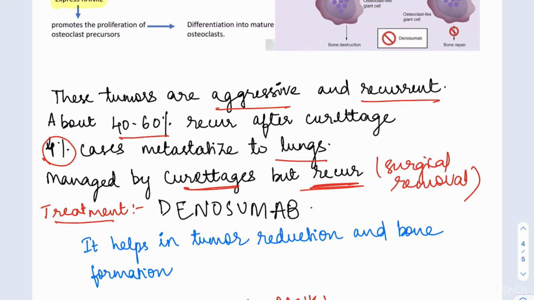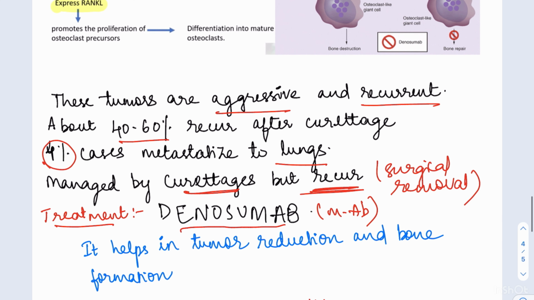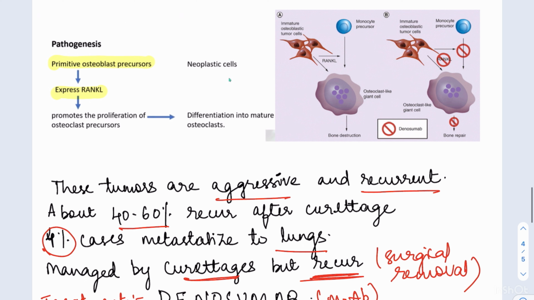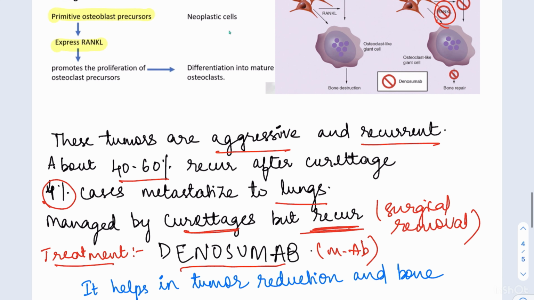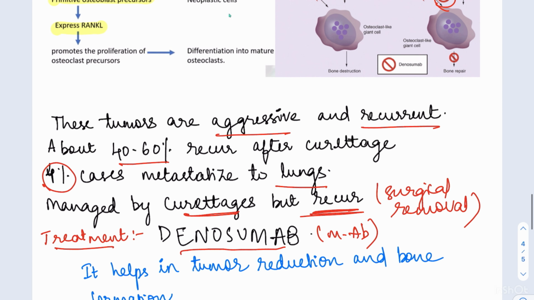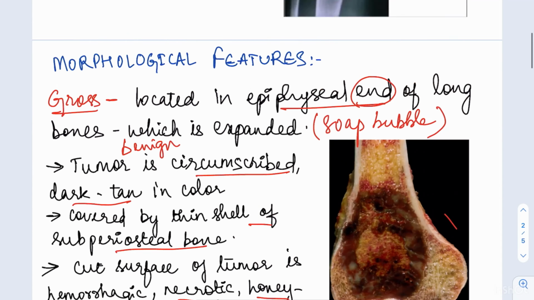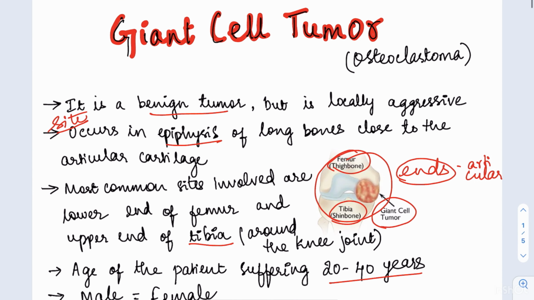Coming to the treatment, the drug used here is denosumab, which is a monoclonal antibody. This monoclonal antibody helps in tumor reduction and even helps in bone formation, and it causes decreased expression of RANK ligand. As we already know, there is increased activity of RANK ligand here. It decreases the activity of RANK ligand and helps in bone formation. So that is all about osteoclastoma, or the giant cell tumor.